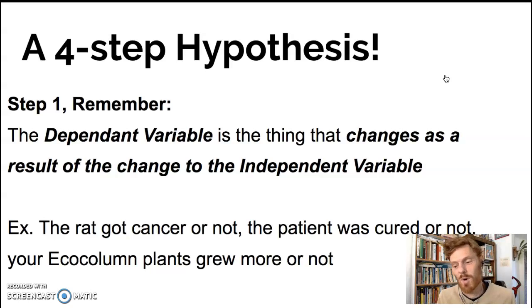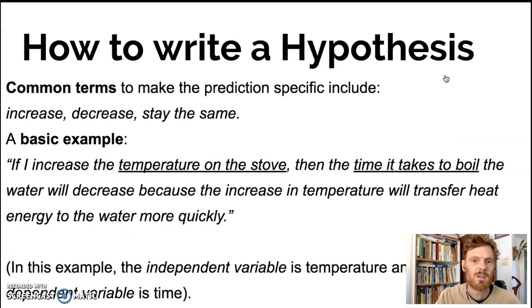So we want to know, did the tobacco have an effect? Did the rat get cancer or not? Maybe not. Was the patient cured or not? Did your eco column plants grow more with the nitrogen than without? And so common terms to make a prediction, specific, include increase, decrease, stay the same.